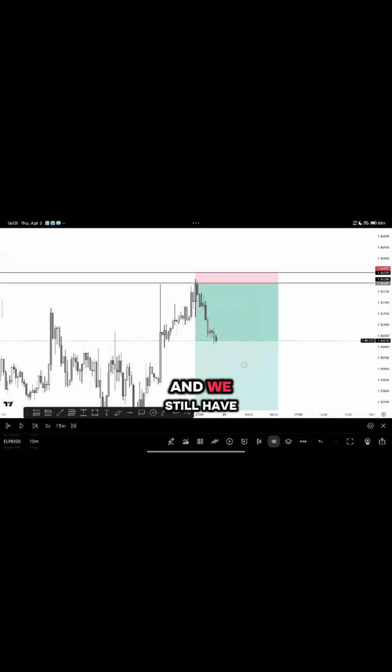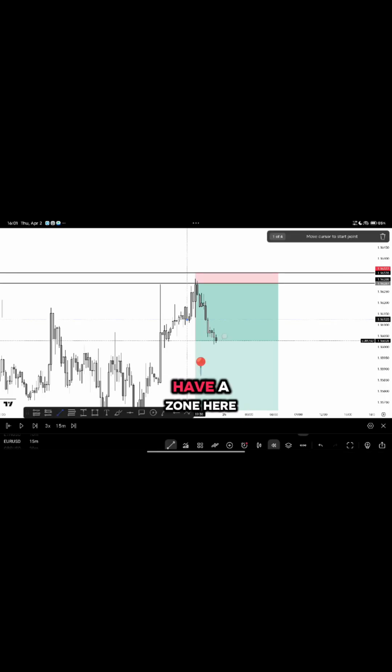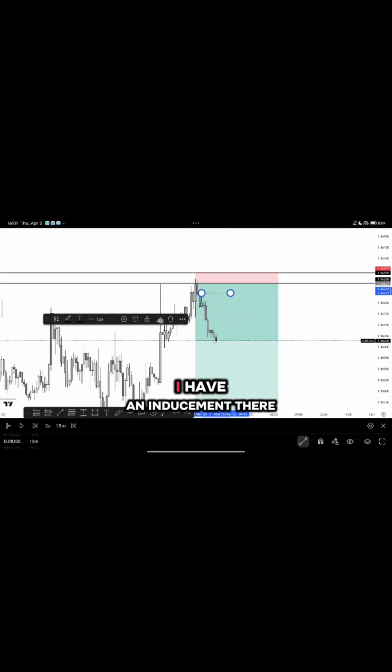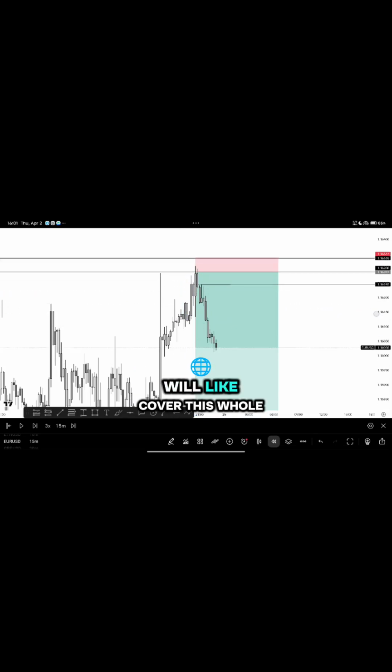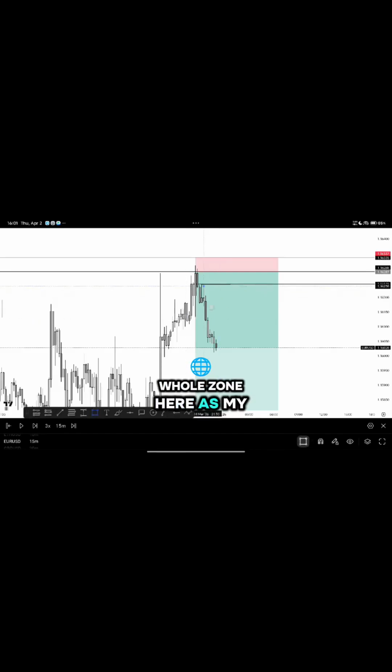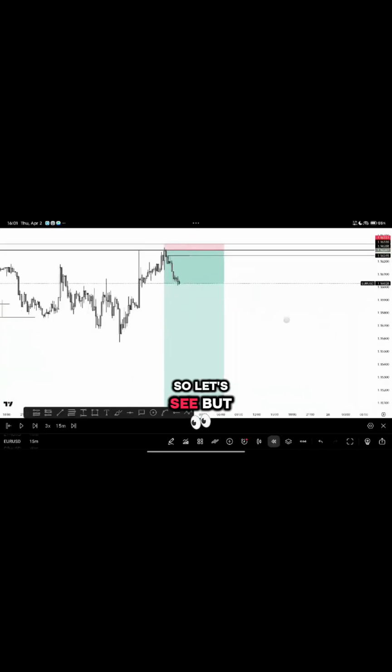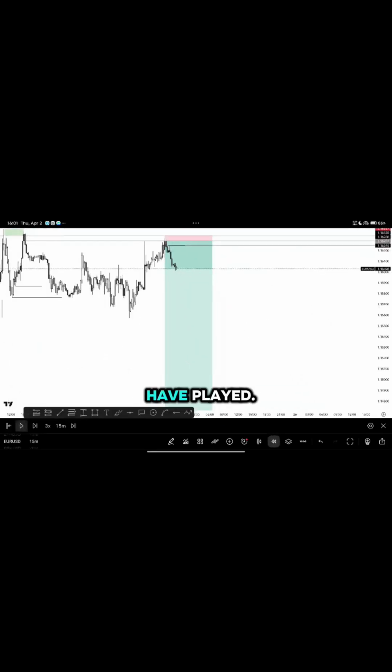And we still have zones that we can mark out. I have this one here. I have an inducement, right? I have an inducement there. I'll be using this particular place as head and shoulders, but I would cover this whole zone here as my stop loss. I'll cover this whole zone as the stop, since our target is still far from here. I don't think price went back to that zone, but let's see how it played.